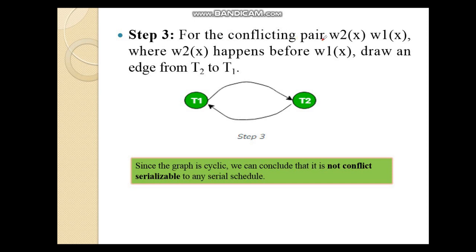For the conflicting pair, write and write. Write is again a conflicting pair since it is writing on the same data object, that is X, right? This indicates transaction T2 has performed write on the data item X before T1 writes on the data item X. तो कौन पहले परफॉर्म कर रहा है? T2 परफॉर्म कर रहा है, ठीक है? That's why the edge is from T2 to T1. ऐसे दिख रहा है T2 to T1. Here the edge is like this, T2 to T1.